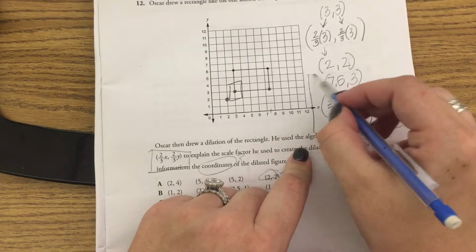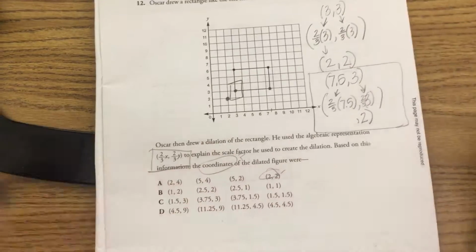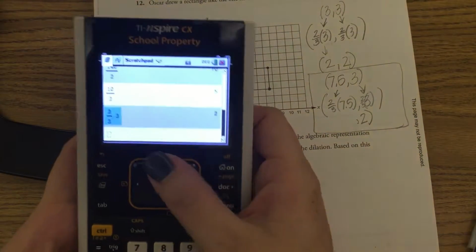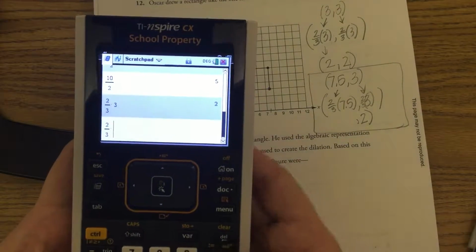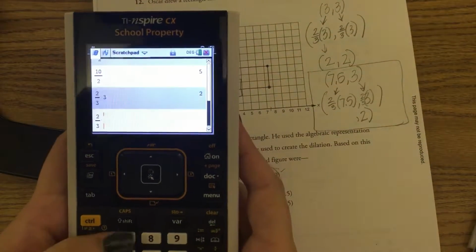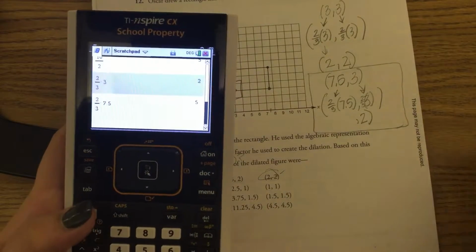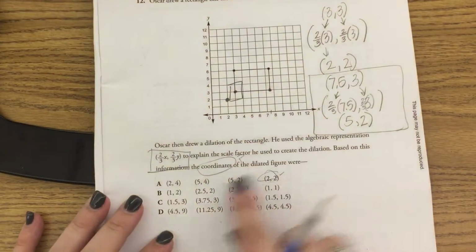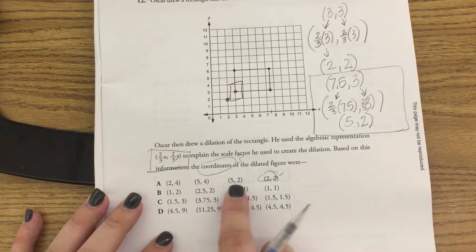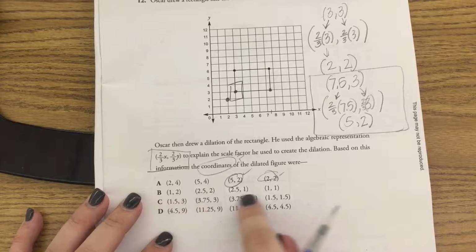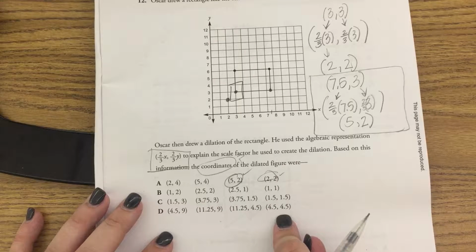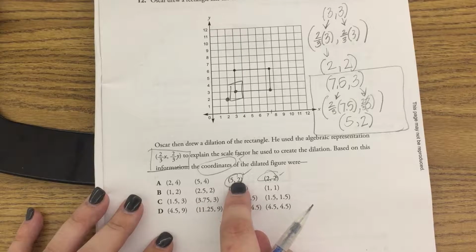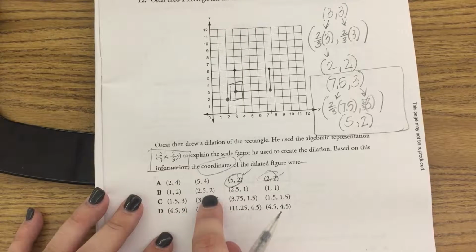Okay, I'm working with this point now. I'm going to make sure that I have that clearly identified for you guys. My other point was 7.5, so I'm going to multiply 2/3 times 7.5. My new x value is 5. Now go back. Look at your answer choices. I see a 5, 2 in this one. However, none of the others have a 5, 2. Some may look like it at first glance. Like this one, I see 5, 2, but that one's actually 2.5, 2.